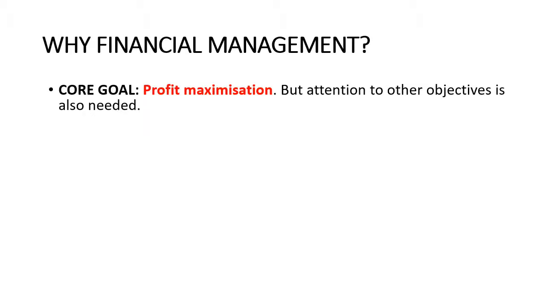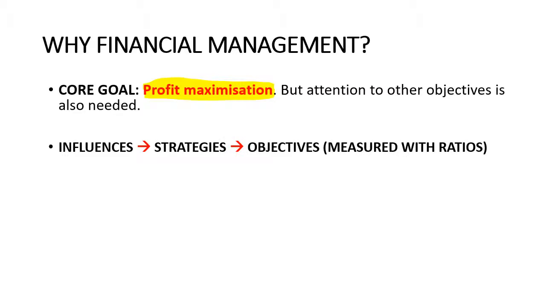But before we start, we got to get into why we need financial management. And the core goal, like you should know from year 11, is profit maximization. That's the be all and end all of all businesses. And we have strategies to achieve it. But we also need our strategies to react to certain influences to achieve certain objectives.